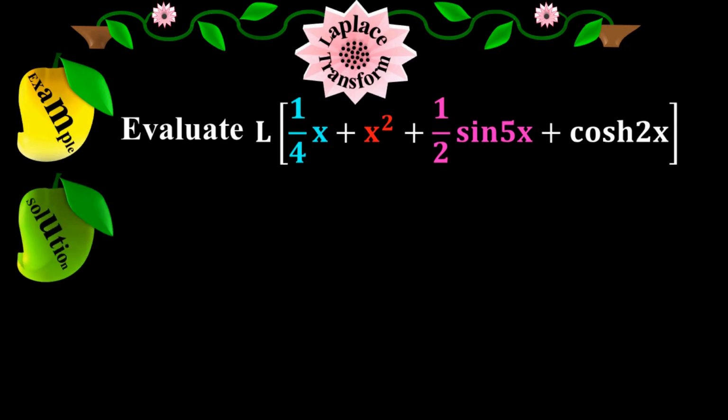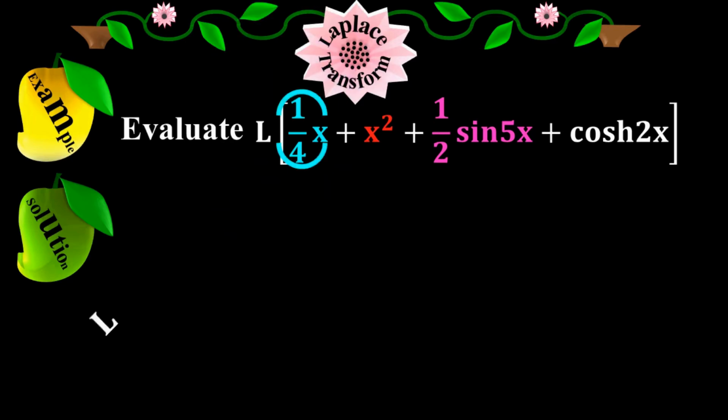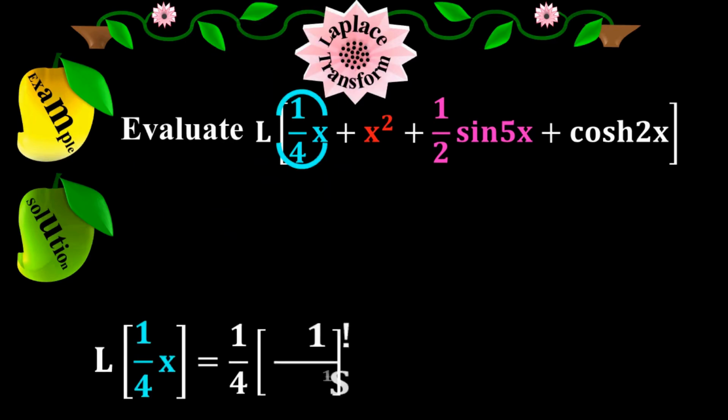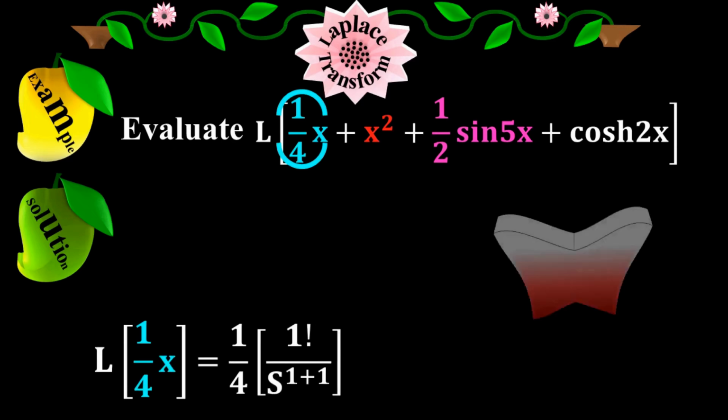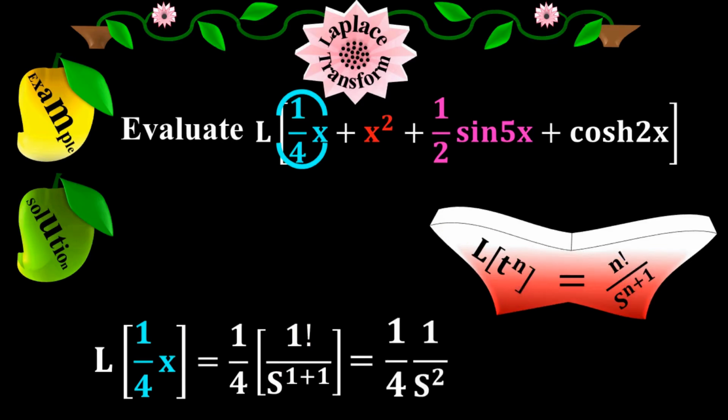Solution. I'm going to find the Laplace of all the subfunctions individually. Let me first take 1 over 4 times x. Laplace of 1 over 4x equals 1 over 4 times 1 factorial over s to the 1 plus 1. I apply the first elementary condition here, which is Laplace of t to the n equals n factorial over s to the n plus 1. The value of n is 1 here. The power of x is 1 here, x to the 1. Which equals 1 over 4 times 1 over s squared.